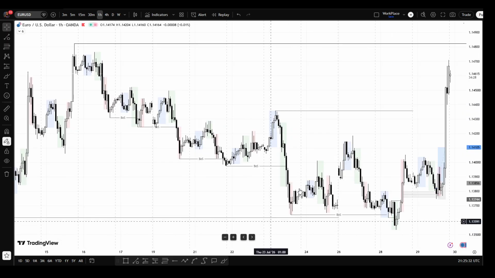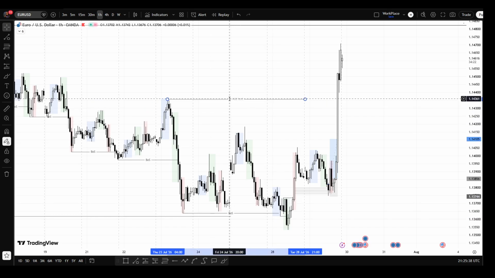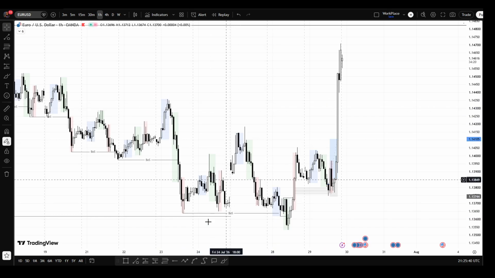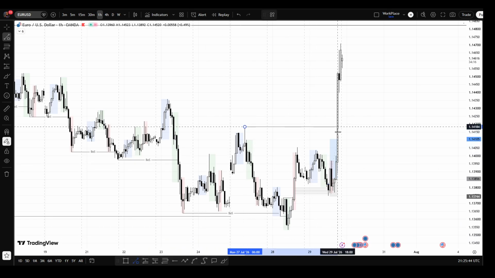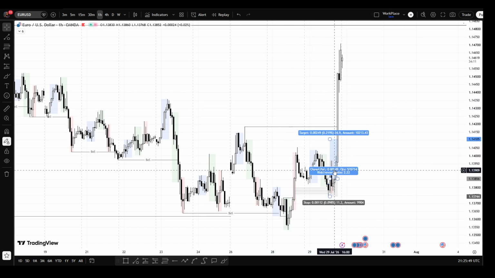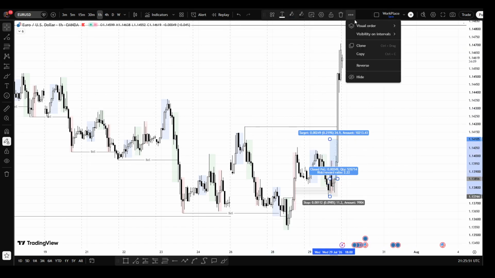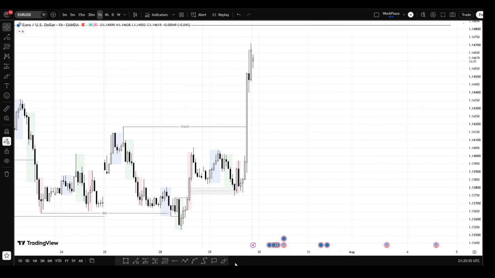So on the 1 hour time frame, you can see that we have this break of structure to the downside, and then this is a 1 hour break of structure to the upside. Okay. So this is the 1 hour break of structure to the upside. All right. So after that, you can see we have this other block here.